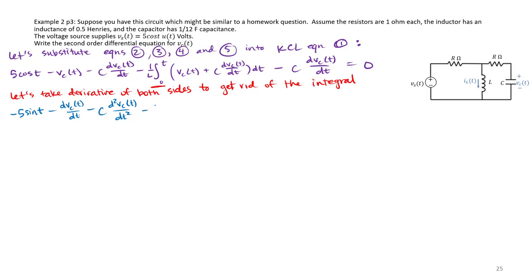We get minus 1 over L Vc of t minus C over L dVc of t dt. And then finally, we have our time derivative of the last term, which gives us minus C d squared Vc of t dt squared. And all of that sums to 0. You can see we're getting closer and closer to that second-order differential equation.